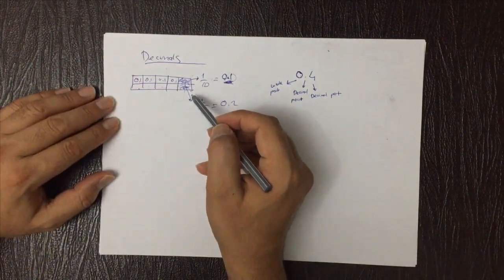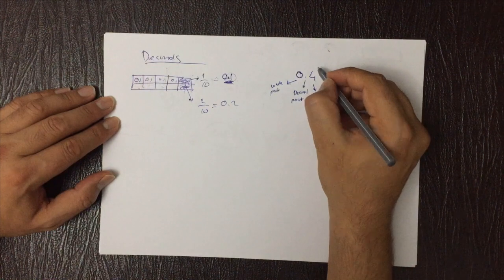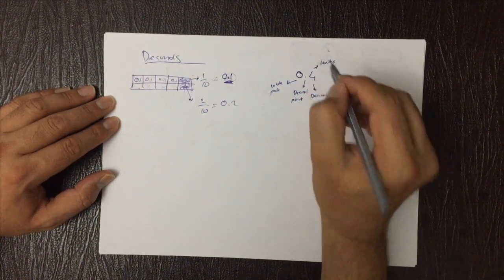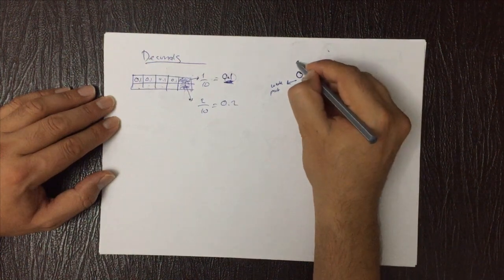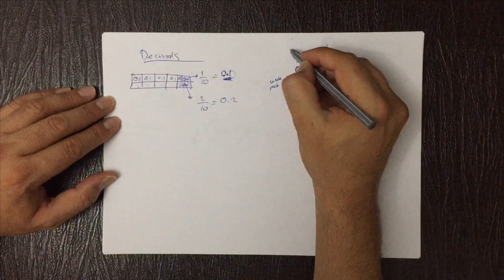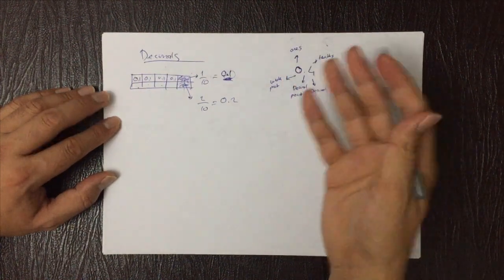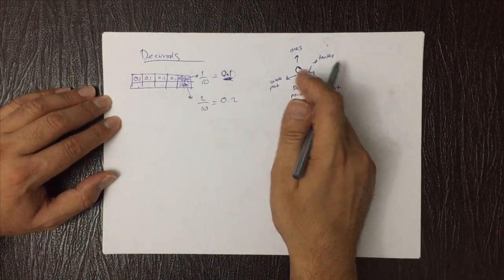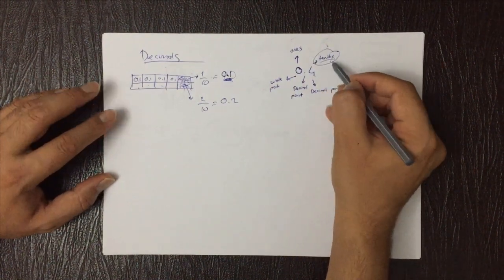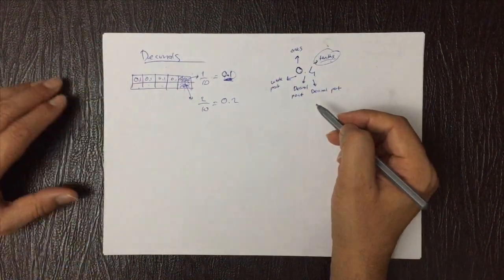Because this is the tenths place. So at the same time, here is tenths. Remember this. What was that? It is ones, because this is a normal number, but this is after the decimal point. So the place value here is tenths. We are just remembering.